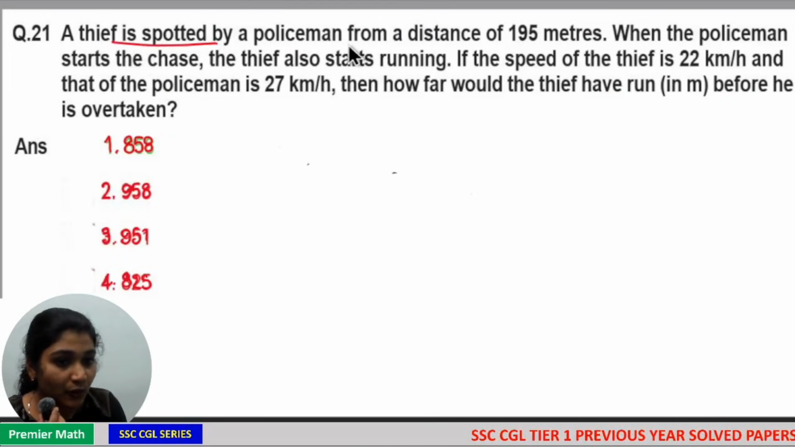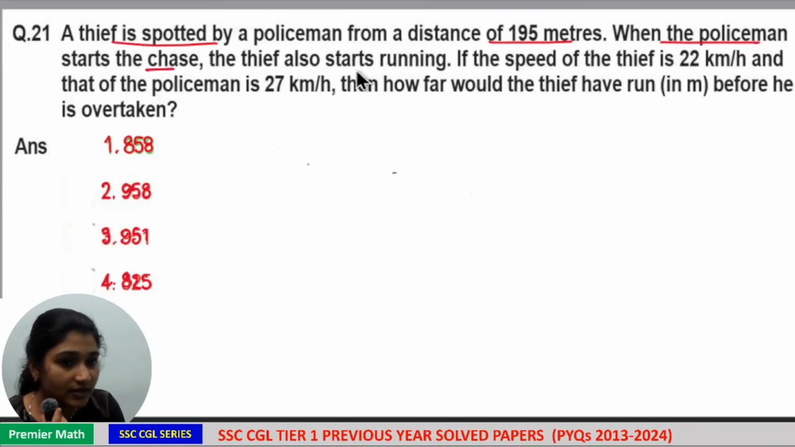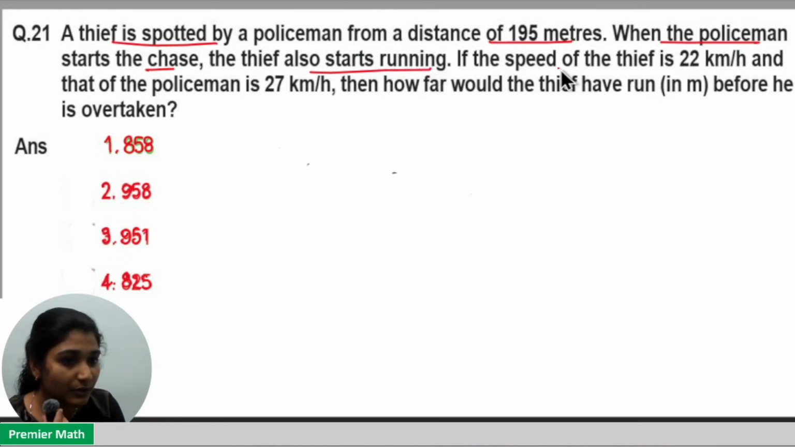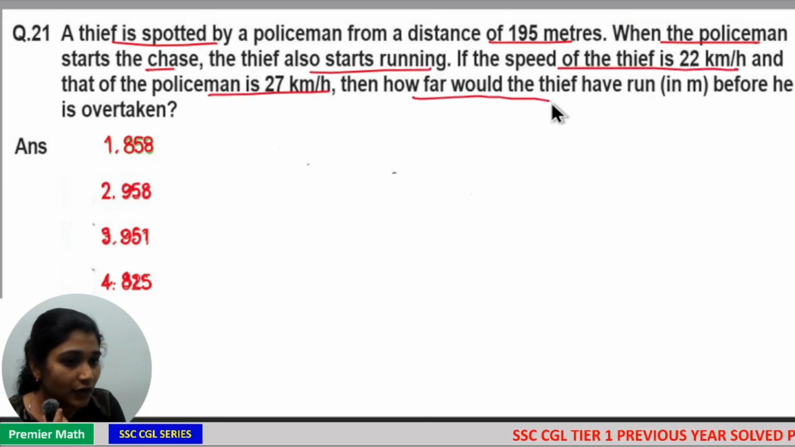A thief is spotted by a policeman from a distance of 195 meters. When the policeman starts the chase, the thief also starts running. If the speed of the thief is 22 km per hour and that of the policeman is 27 km per hour, then how far would the thief have run in meters before he is overtaken?